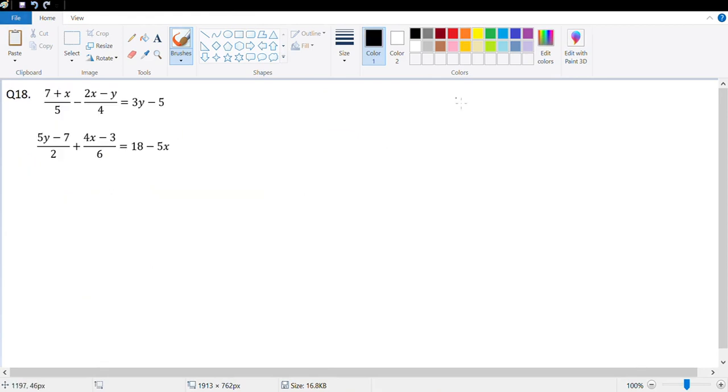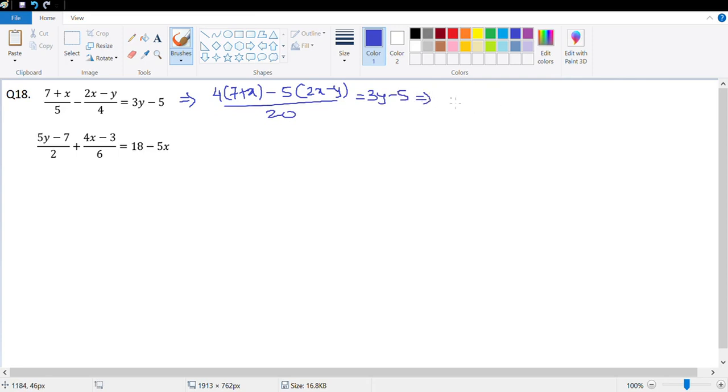So that brings me to the last question of this exercise that I solved with you, which is question number 18. Again we have fractions, so let's take the LCM and convert it into a whole number equation. The LCM of 5 and 4 is 20, so that would be 4 times (7 plus x) minus 5 times (2x minus y) upon 20 is equal to 3y minus 5.